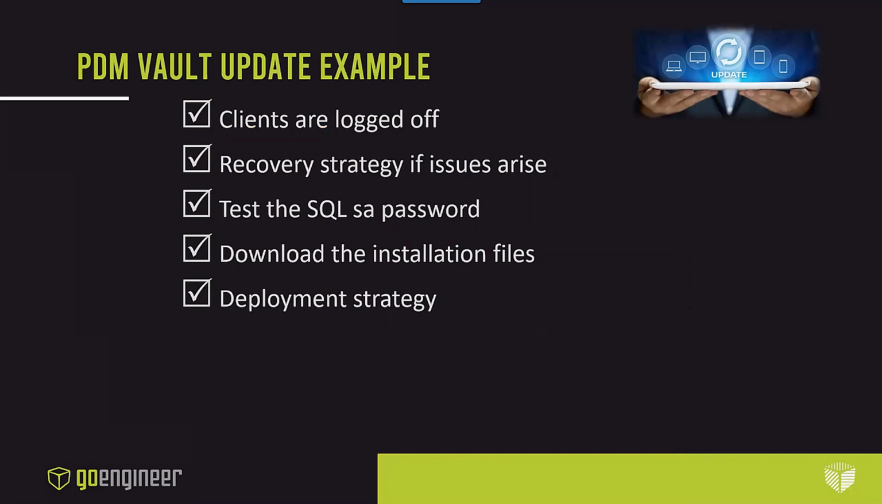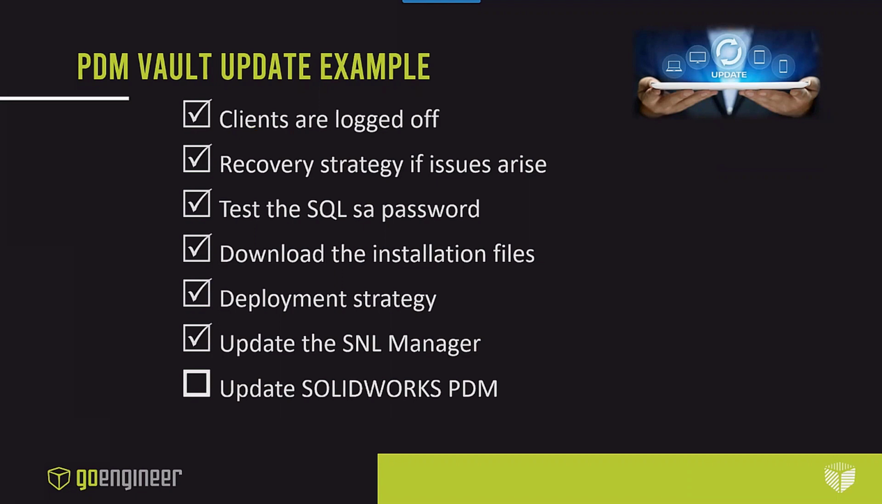I'm going to run through a PDM Vault update example, and let's make the assumption that our clients have logged off. We do have a recovery strategy. We've tested, we know the SA password, we've got our installation files downloaded, and we have a good deployment strategy. We're also going to assume we've already updated the license manager, but we still have to update the SOLIDWORKS PDM server and update the Vault database.